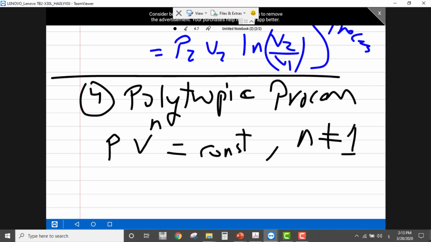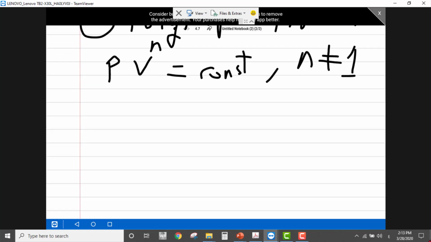If it is equal to 1, then we'll go back to the previous process, the isothermal process, because V multiplied by V to the power 1. So here P multiplied by V to the power n, where n does not equal 1. So again, we'll start, and the derivation in this part is required.